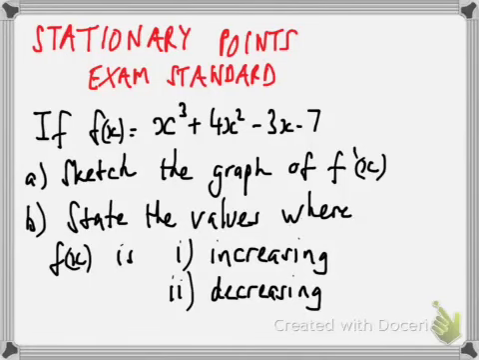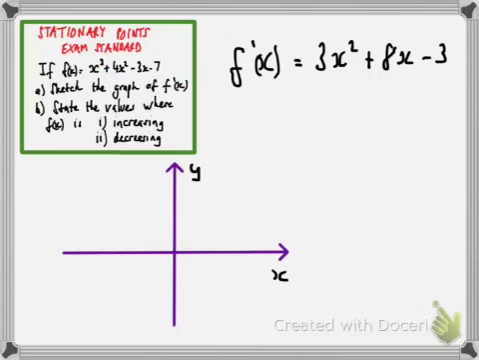Okay, in this video we're going to look at stationary points, exam standard question. We've got here a function f of x equals x cubed plus 4x squared minus 3x minus 7. And we've got to sketch the graph of f dash x and state the values where the original function f of x is increasing and where it's decreasing.